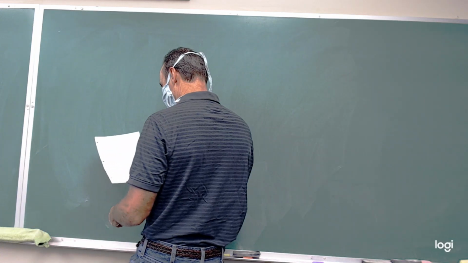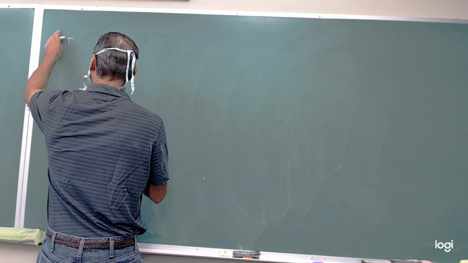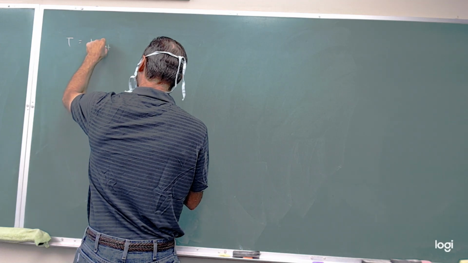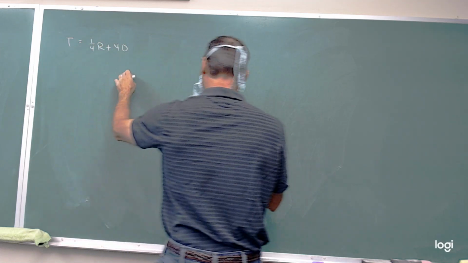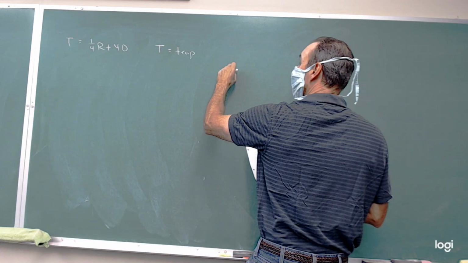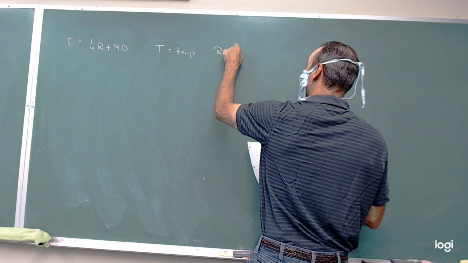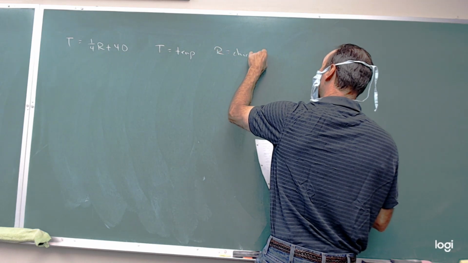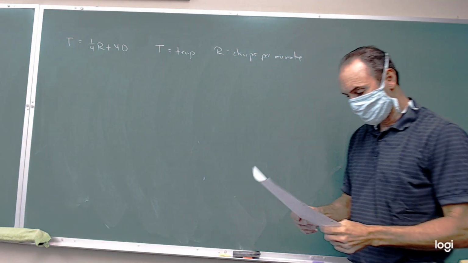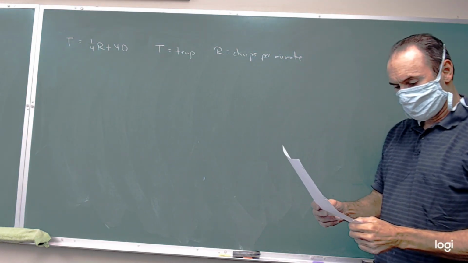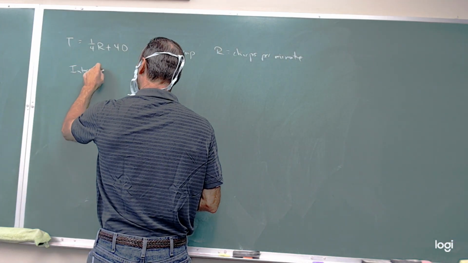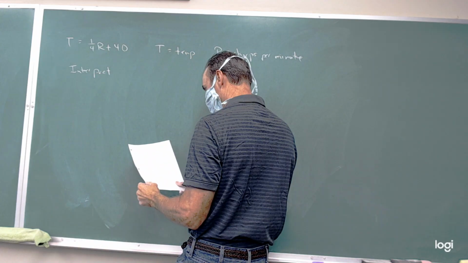So let's go back to our temperature cricket here, our thermometer cricket. So we have T is equal to 1/4 R plus 40. And hopefully that's kind of familiar. T is going to be our temperature in degrees Fahrenheit. And the R is going to be our chirps per minute. This is tough because now we have a rate in there as well, the chirps per minute. And so can we interpret here? So again, trying to figure out how we can understand the meaning in words here.